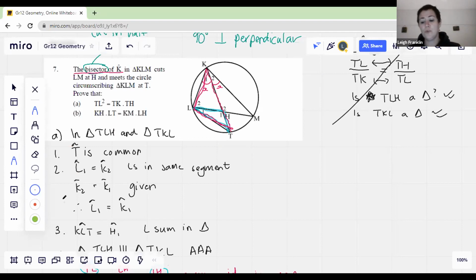All right, that is what you are trying to prove. So where does KH times LT equals KM times LH come from? It comes from a proportion statement. Just like we made a proportion statement in the first one using TL squared equals TK times TH, I would like someone to tell me how I should write the proportion statement for what we see in question B. What should I write here in my rough work?